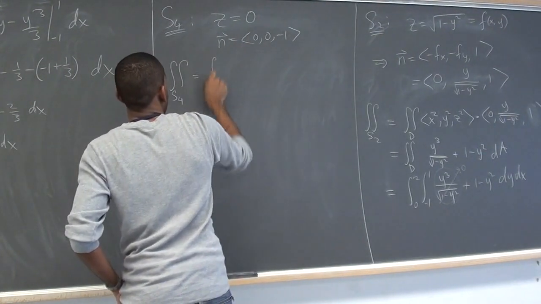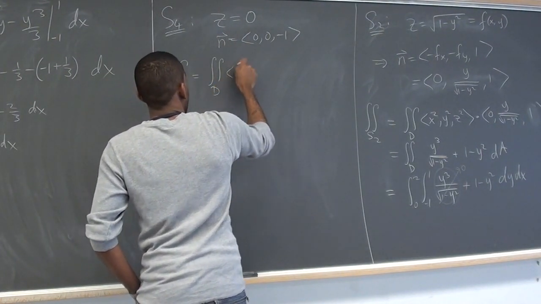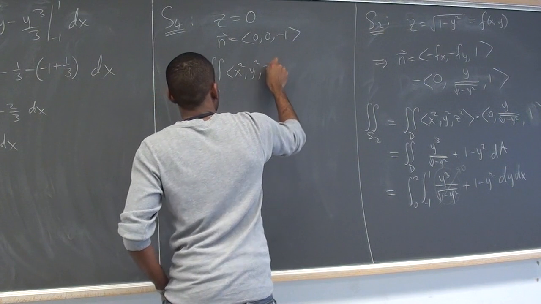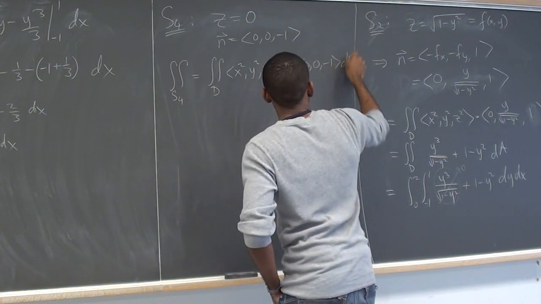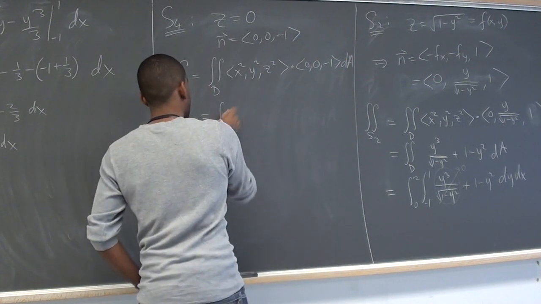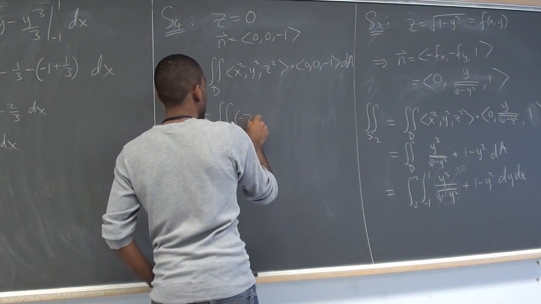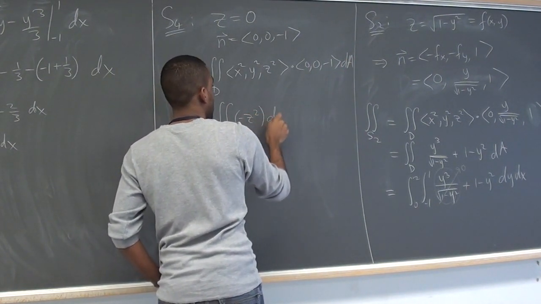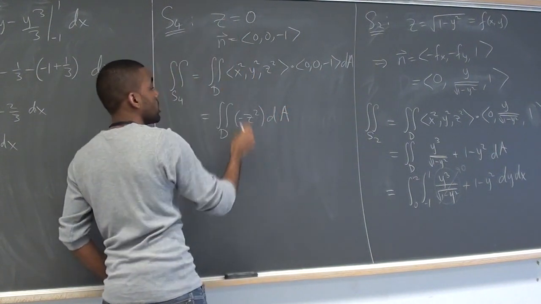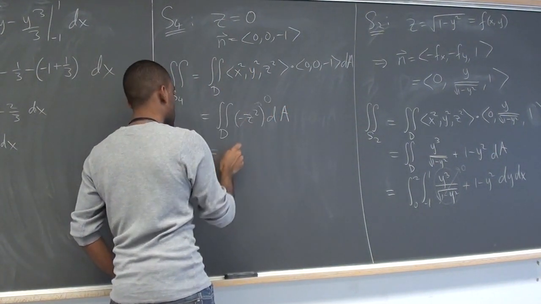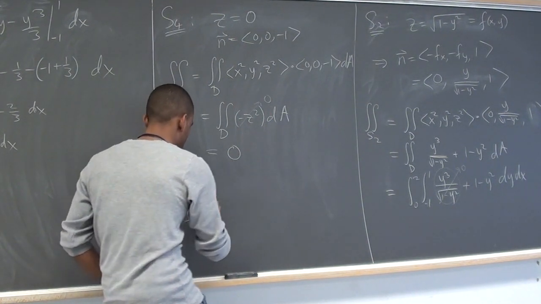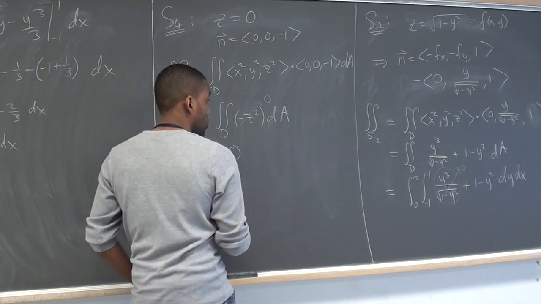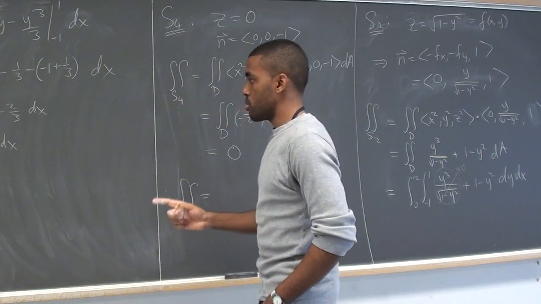And so the double integral over S4 would be equal to the double integral over D of x squared, y squared, z squared dot 0, 0, negative 1, dA. This is just the double integral over D of minus z squared dA, but my z is 0, so this guy is just 0. Therefore, the integral over S is equal to, I erased the previous guys.